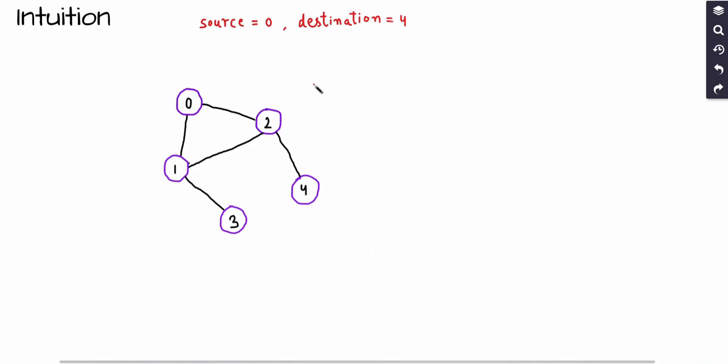So let's take this example. We have source node as 0 and the destination node as 4. We want to start from the source node and reach the destination node using some set of edges and check if we can reach the destination node or not. So how do we do that? We know that we have some graph traversal algorithms like BFS and DFS. So we can use BFS or DFS to solve this problem. These are simple graph traversal algorithms.